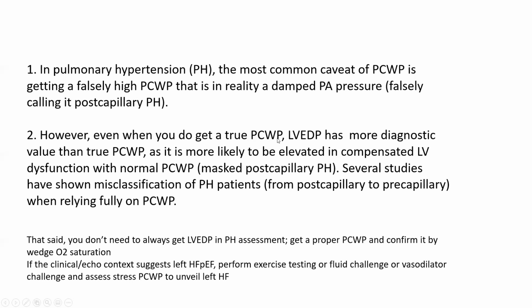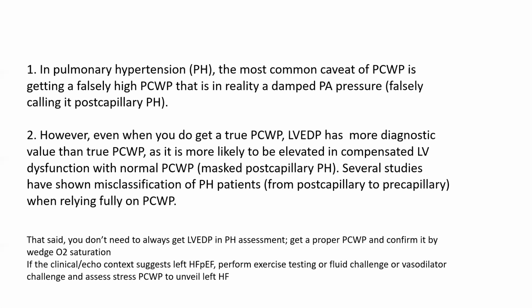Even when you do get a true wedge pressure, LVEDP has more diagnostic value than true wedge pressure, as it is more likely to be elevated in compensated LV dysfunction with normal wedge pressure. So if you have a high wedge pressure, you have to make sure it's not a fake damped PA pressure causing the wedge pressure to be falsely high. That's the biggest caveat in pulmonary hypertension assessment. Now, once you've ensured that your wedge pressure is a true wedge pressure, you still have some caveats.